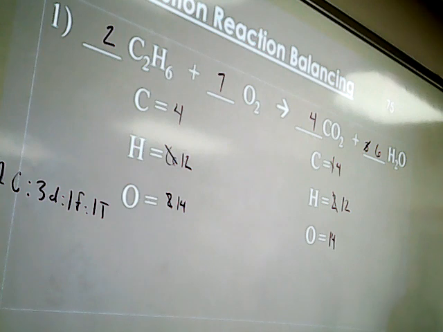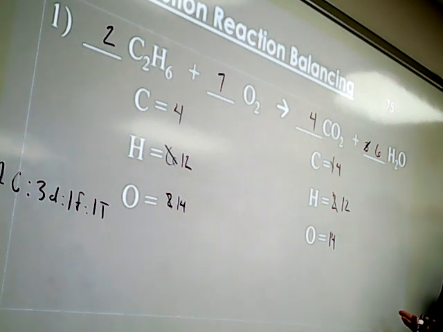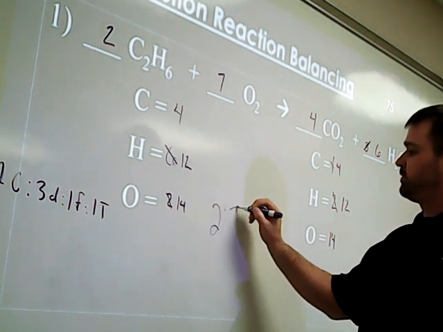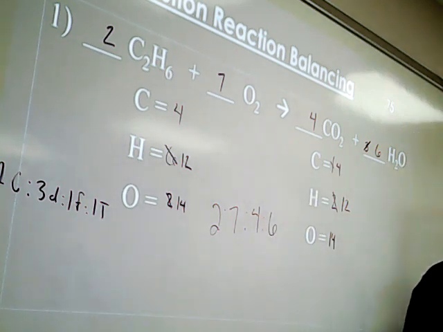So it'd be 4 to 12. What's my ratio of coefficients? 4 to 12 to 4 to 14 to 6. What's my ratio? 2 to 7 to 4 to 6. That's nice.